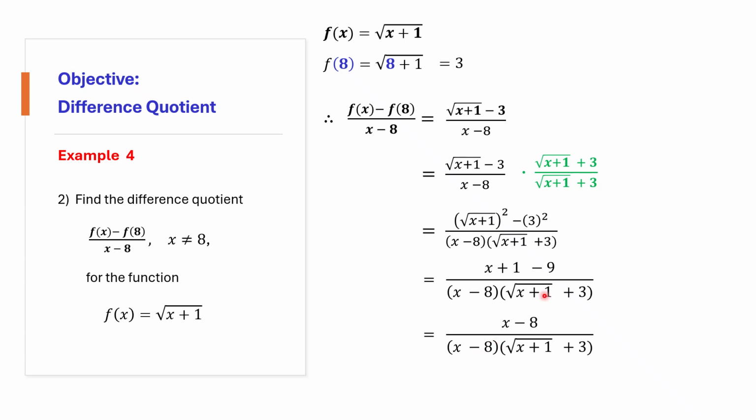Now, remember, we can only cancel this if this x minus 8 is not 0. Since we can see here that x cannot be 8, then x minus 8 cannot be 0. So when x is not equal to 8, we can now cancel that. So the answer is 1 over square root of x plus 1 plus 3. This is the difference quotient for this function.